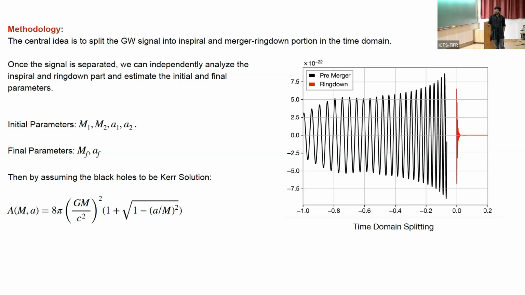And the area is of this form. If you assume this gravitational wave to be generated by some Kerr black hole, then this is the area formula. So once we have an estimate of M1, M2, A1, A2, and M_f, we have a direct computation of what exactly the area is.